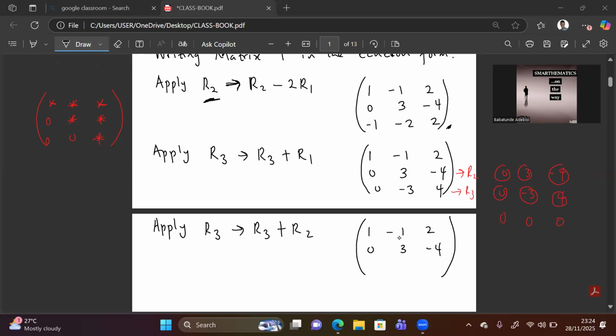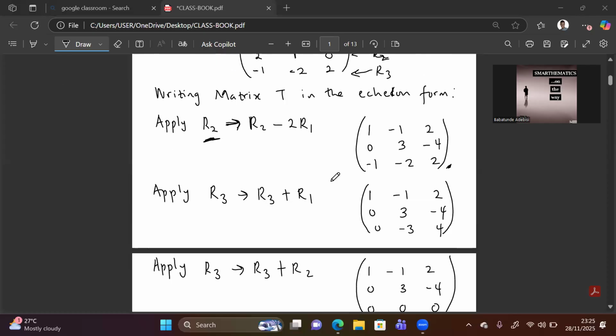So that means I'm good now. 0, 0, 0. If you look at this, we have achieved what we are aiming for, that is writing it in the echelon form. So we now have it looking like the picture of what echelon looks like. Okay. So now that we have written it in the echelon form, let's go back to answering our question.